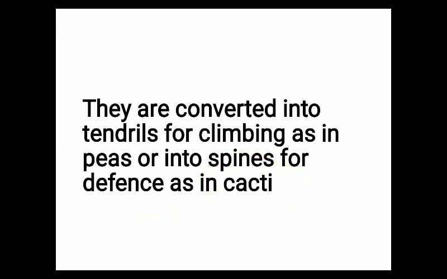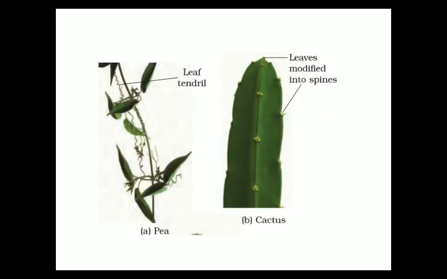In cactus, we see the spines present in the plant. Actually, these spines are the modified leaves. They get modified into spines to prevent the plant from browsing animals. And this is the pea plant, in which we can see that leaves are modified into tendrils to provide additional support to the plant body.